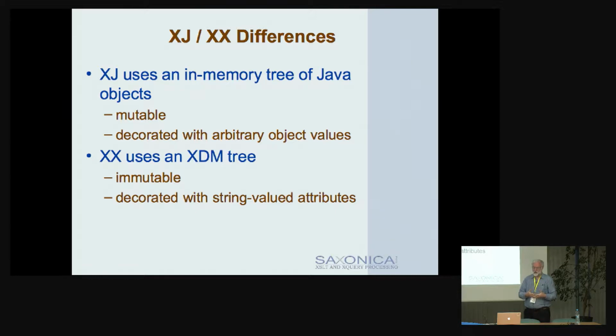The difference is that with the Java compiler, that tree is mutable, and you can decorate it with any arbitrary object values. So you can stick anything onto that tree that you fancy that's a Java object. Now, the fact that it's mutable makes it quite easy to work with. It also makes it very dangerous to work with. We have had an enormous number of bugs over the years through that tree becoming corrupt.